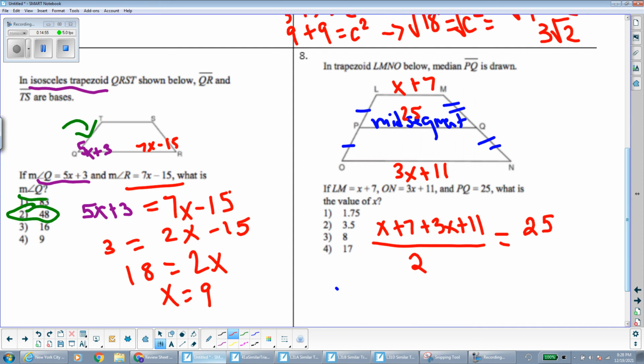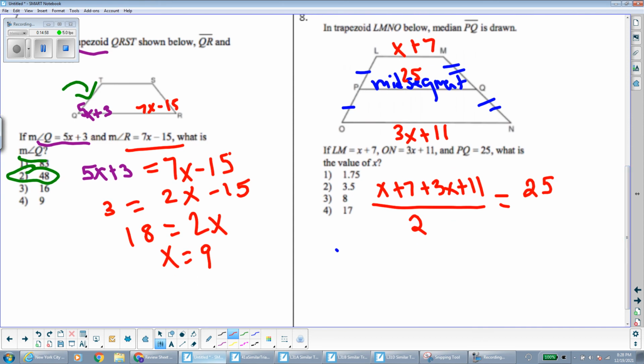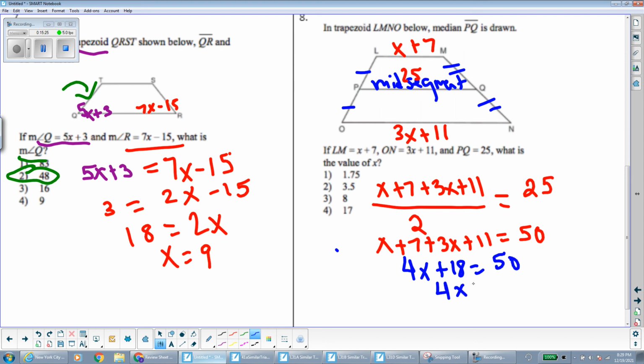So in order to solve this equation, the first thing I'm going to do is, since this is division by 2, I'm going to multiply the other side by 2. So that gives me x plus 7 plus 3x plus 11 equals 50. Okay, now I'm going to combine my like terms and solve just like a regular equation. So that's 4x plus 18 is equal to 50. Subtracting 18 on both sides, that's 4x is equal to 32. And then dividing by 4 on both sides, I get x is equal to 8. So that's the value of x here.